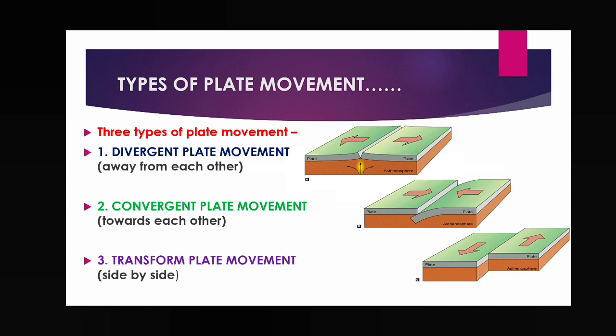After that, what things happen, we will discuss later. Next, that is convergent plate movement, when 2 plates are moving towards each other and colliding with each other, and the heavier plate goes down and the lighter plate is thrown up. That is called convergent plate movement. And the third one is transform plate movement. That means when 2 plates are moving side by side, it may be in the same direction, it may be in the opposite direction.